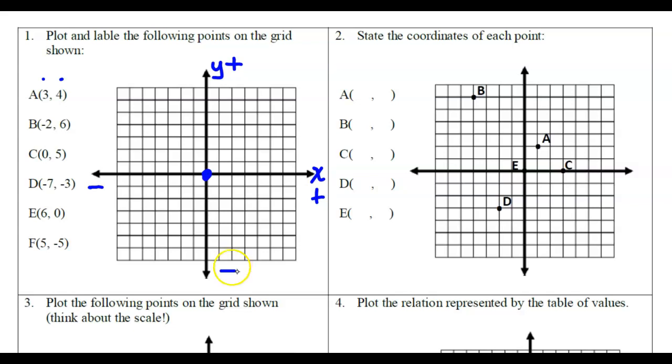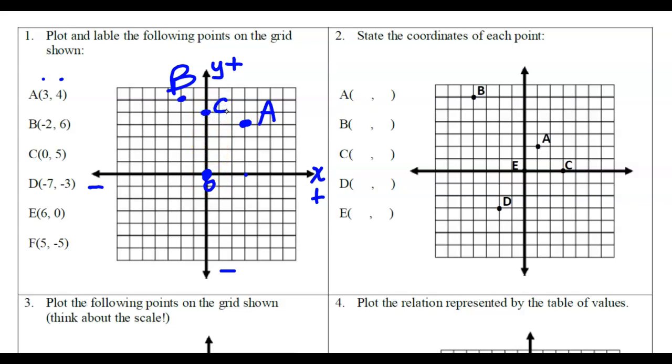So the x value is always first, so we go 3 units over, and we'll assume that one grid is 1 unit. So 3 units over and 4 units up is point A. Okay, so plot that. (-2, 6) is 2 to the left, and then 6 up. Then (0, 5). 0 is the x. So remember, this is 0 for x and 5 for y.